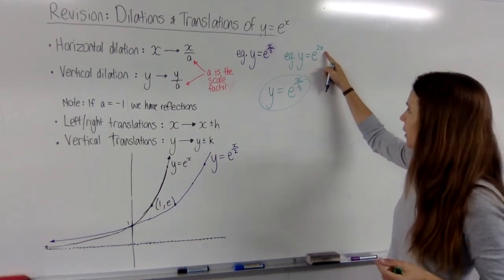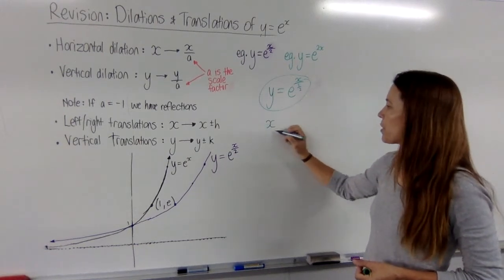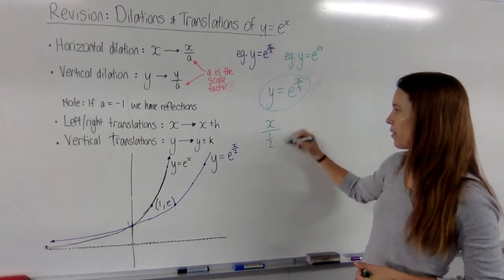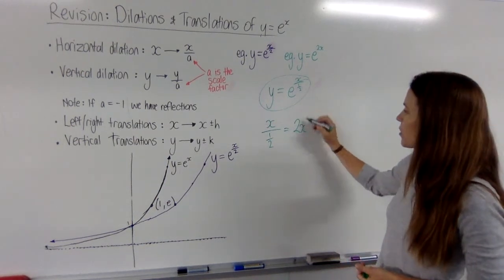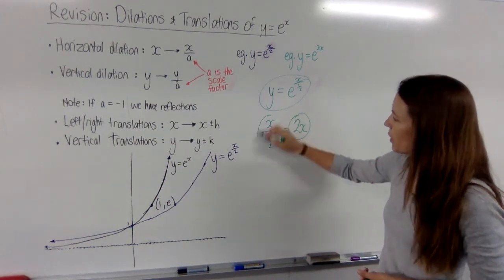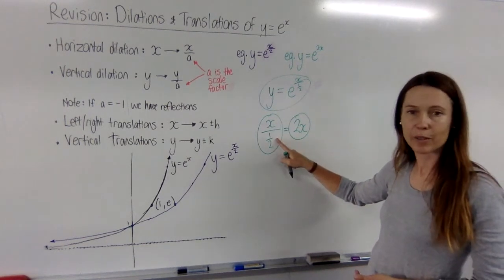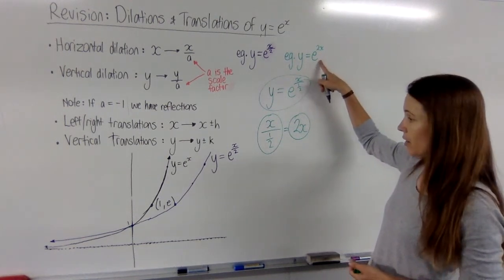Now, how does this work? Well, you'll remember that if we divide something by a half, that's the same as multiplying it by 2. So even though it's been written like this, we need to think it through this way to see what the scale factor is. And the scale factor here is a half.